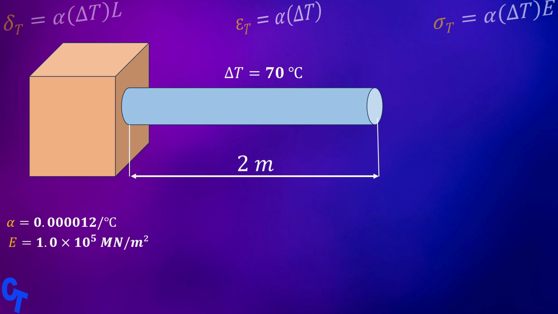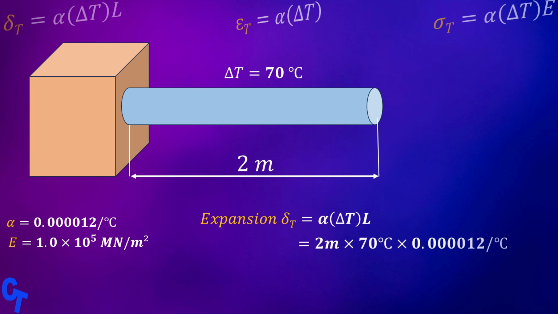First of all, let's write down the given data. We are given the length, modulus of elasticity, coefficient of thermal expansion, and temperature change. So to find thermal expansion, we use the formula, which is alpha times temperature change times length of the material. We have everything from the given data, so it's a matter of substitution. If we do that, we get 0.00168 meters. Take note that we can have a negative temperature change if the temperature drops.